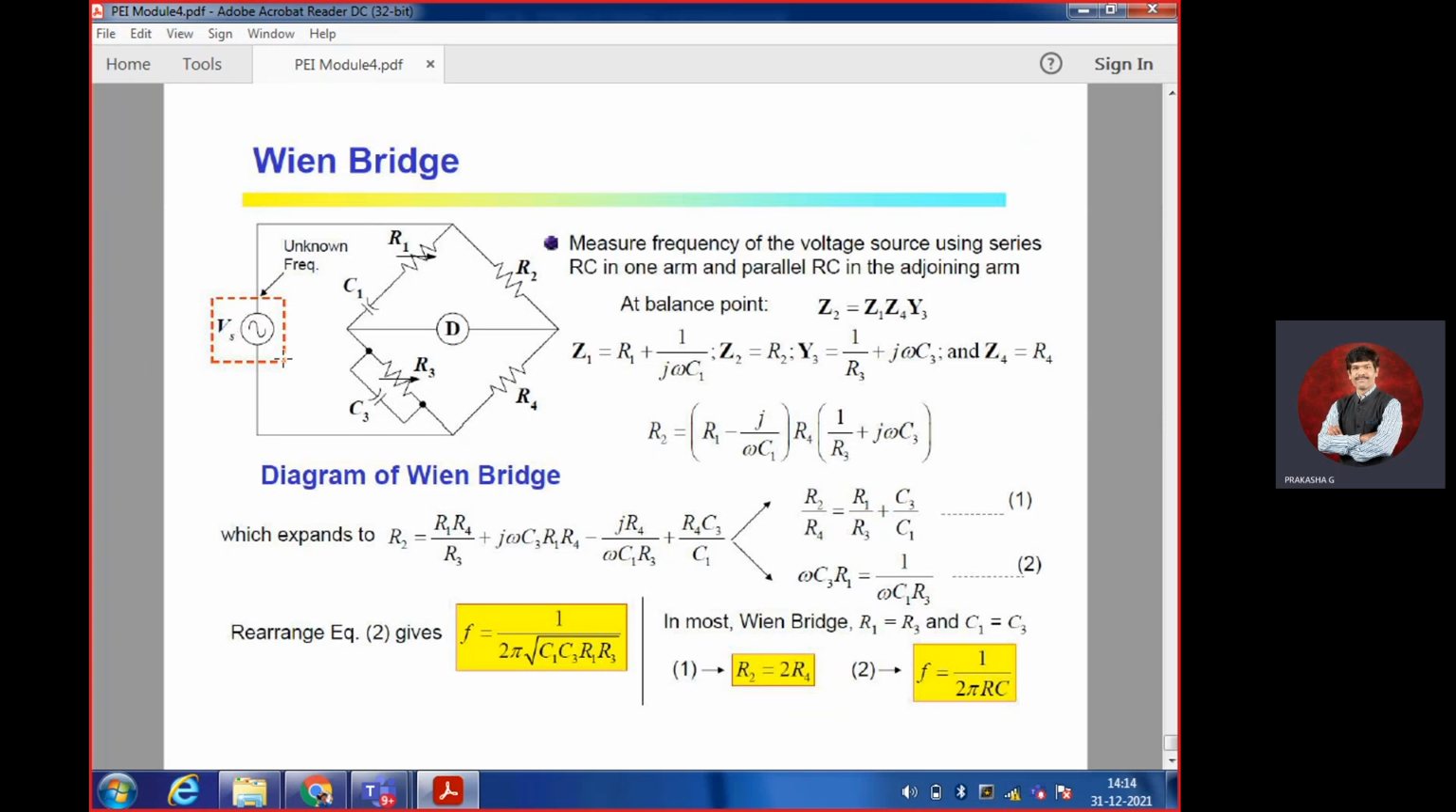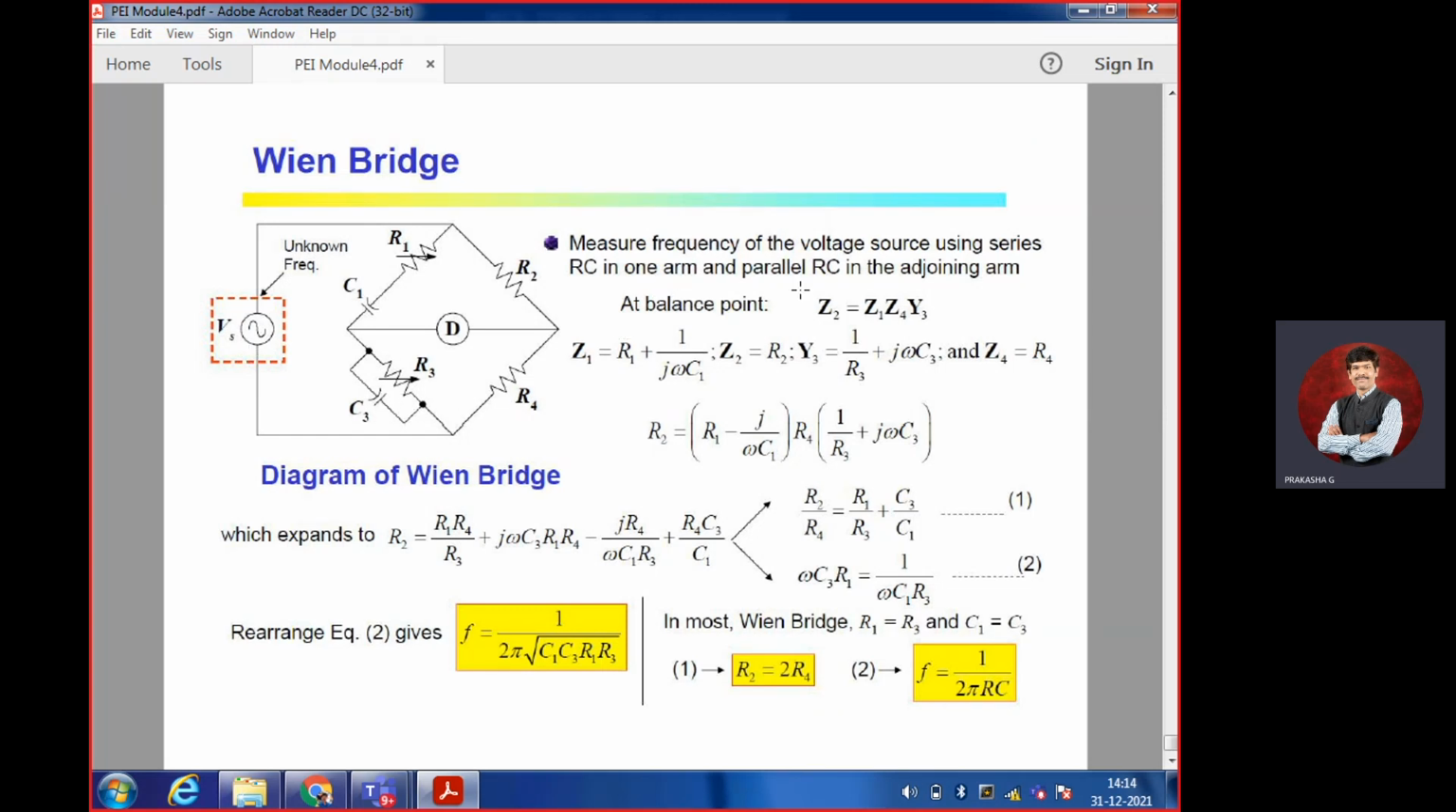So my input has some voltage and also some frequency. Whatever input voltage I have, it is an AC voltage that will have some frequency, and I need to measure that frequency. How to measure it? Of the circuit's arms, we replace one arm with the series RC and another arm with the parallel RC.